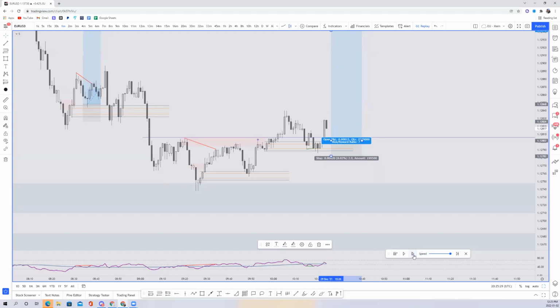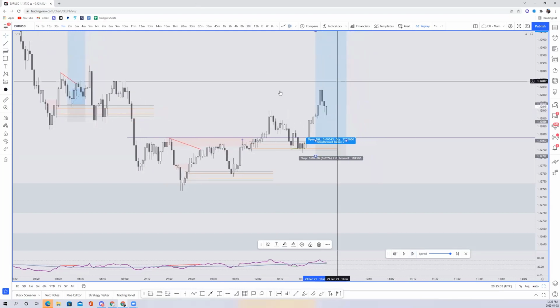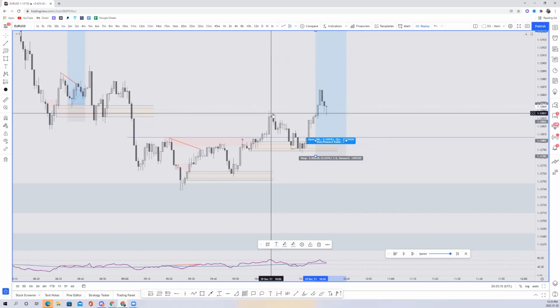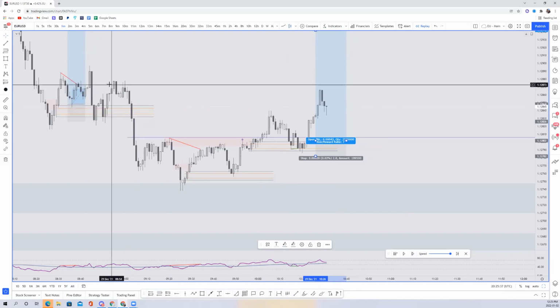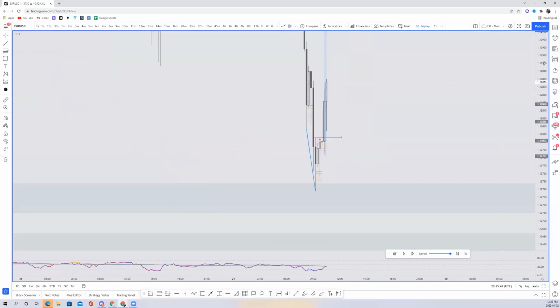So we're still in that. You are showing willingness to go up. Like, we did take out this high. I want to see this high go. Because if we, let's see.